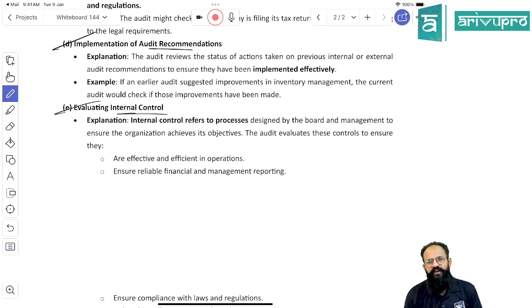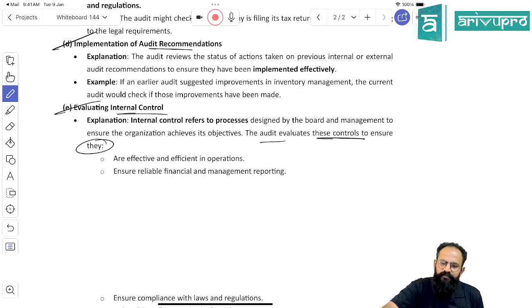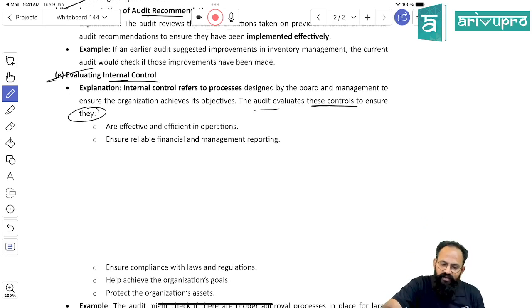Next one, evaluating internal controls. Obviously, what is internal controls? We know by now it is a proper system which is implemented to detect errors and frauds or misstatements. Correct? So the audit will evaluate these controls to make sure that the internal controls are effective and efficient. If not, no use. Next one.